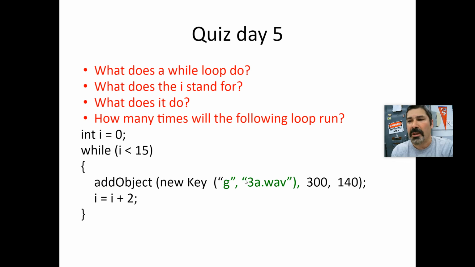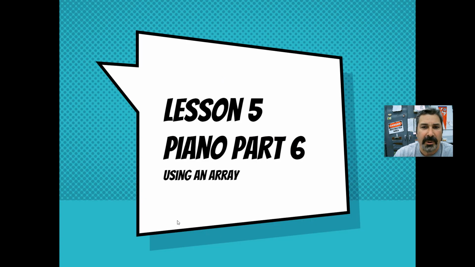Here's the quiz. We got through it, and we learned all about while loops. What does a while loop do? What does the i stand for? What does the i do? How many times will the following loop run? When you're looking at this, remember that i equals i plus 2. You're going to probably have to go through it to figure that out. Then we're going to go on to part 6.